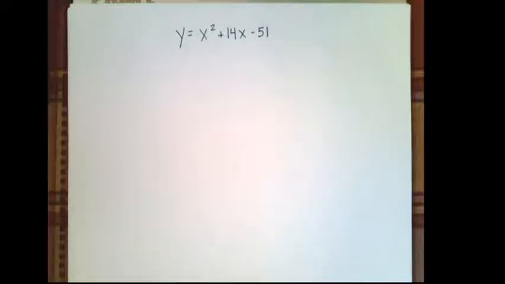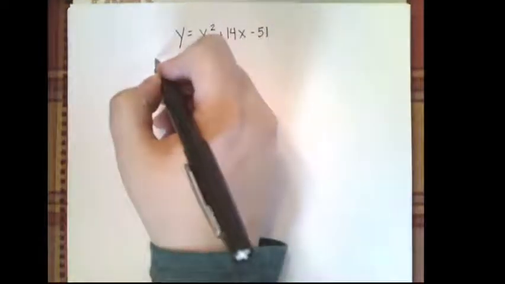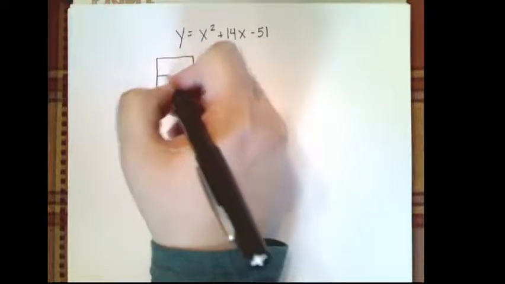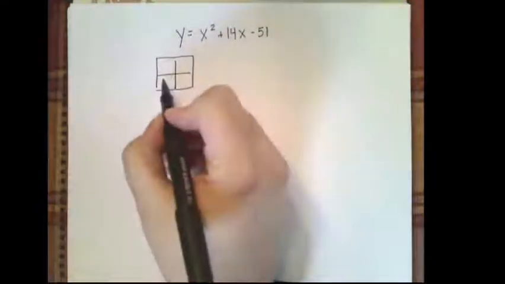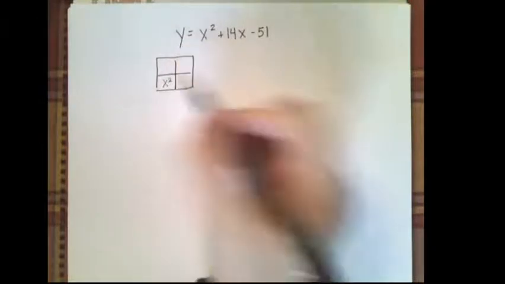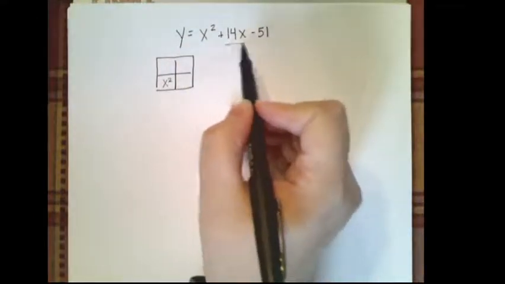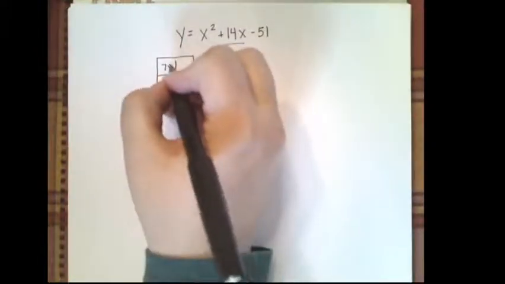Hey everyone, today we're going to review how to convert to graphing form and use that to help us find our x-intercepts. So, when we do graphing form, we just need our square and we plug in our x squared term, and then we take our x's and split it in half. So half of 14, 7x, and 7x.